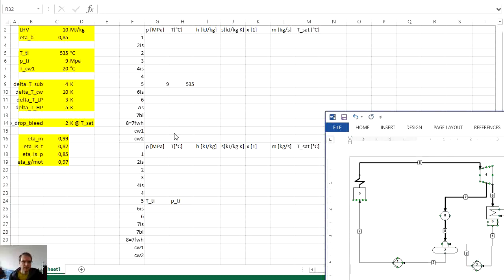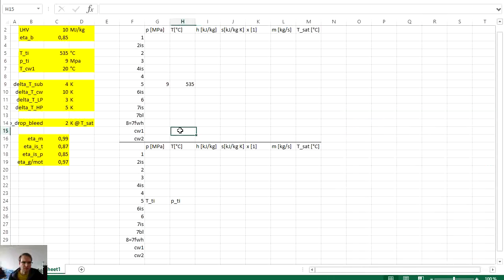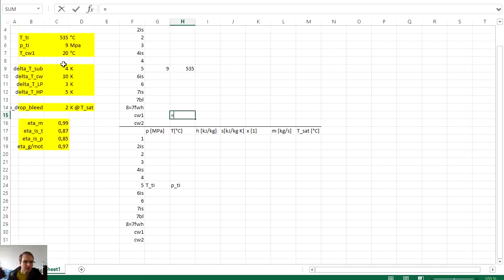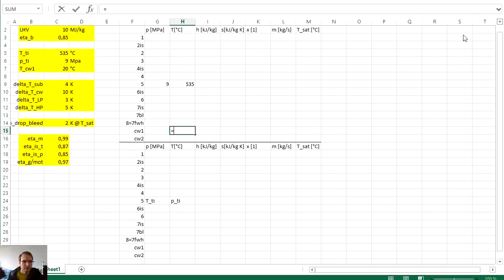Okay, next thing that we have specified is the cooling water inlet temperature. So cooling water, note cooling water 1, which we have here. So we have it here as 20 degrees C. The CV1.